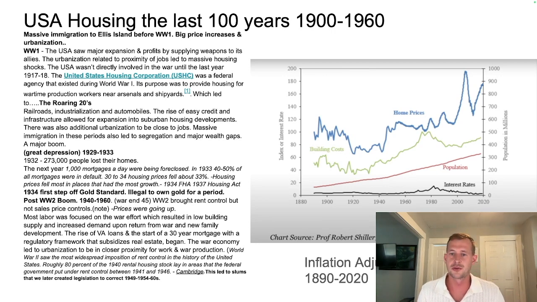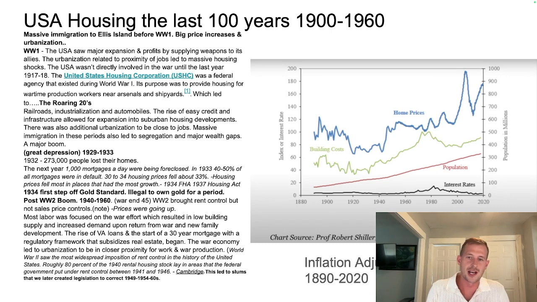A lot of people know about the Roaring Twenties. The Roaring Twenties was a great time in United States history. It was our industrialization revolution, a lot of people say. Railroads, automobiles were on the rise, and easy credit was on the rise. You could get loans, you could get credit pretty easily in the 20s. And there was also an expansion into the suburbs.